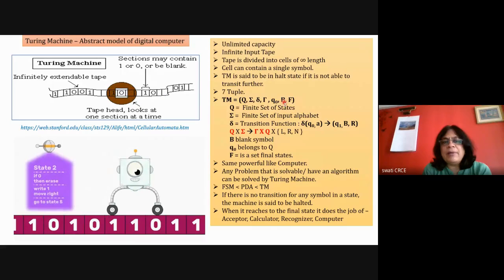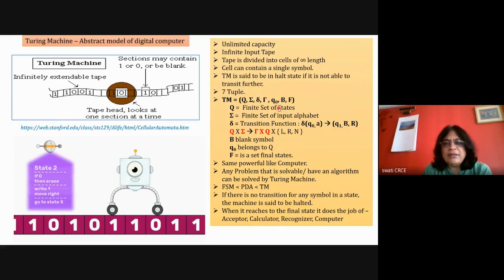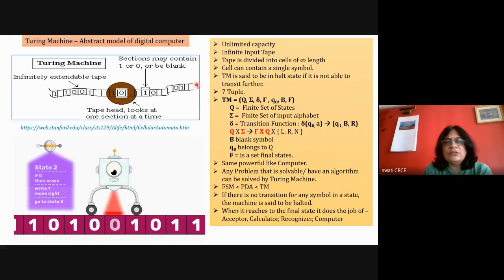So I'm using capital B to indicate blank symbols. Here in the diagram, there is nothing if it is a blank, but I'm going to use the symbol capital B to indicate a blank symbol on the tape. And this is a read write head. The read write head looks at one particular cell at a time.